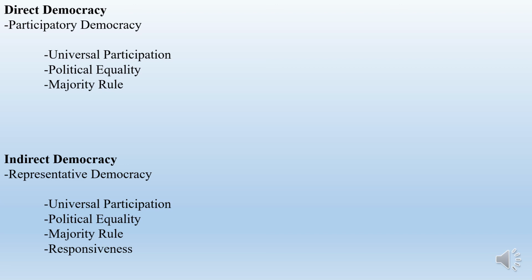Now, how are the differences? Well, first of all, when you look at universal participation, in a direct democracy, everyone participates in the government decision-making by actually going out and voting. Well, this does have universal participation, but it's in a completely different way. Your universal participation is when you go out and vote. You do not vote on normal day-to-day policies. You vote on representatives to then enact policy for you.